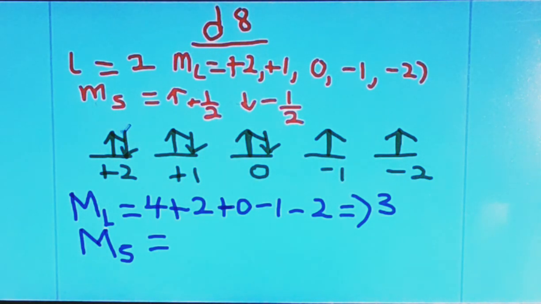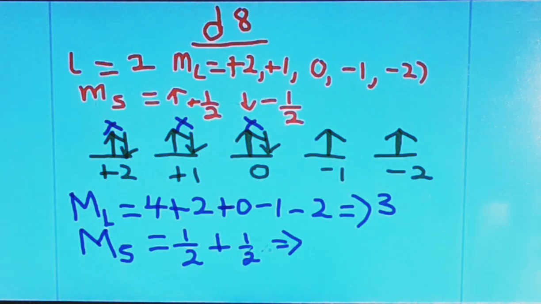So plus half, negative half, they will cancel each other. The answer is 0. So we ignore this. We do the same thing here, plus half, negative half, 0. The same thing here. So we just consider these two. Considering these two, they are all spinning upwards. So they all have a spin quantum number of plus half, plus half. So the total spin angular momentum is 1.